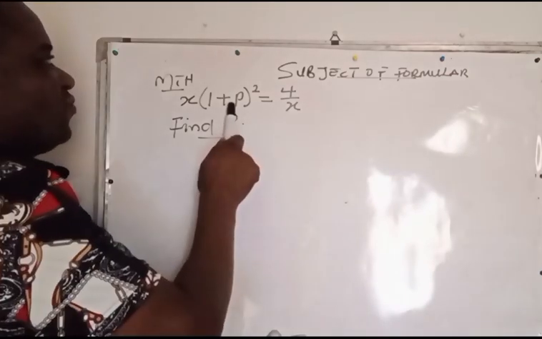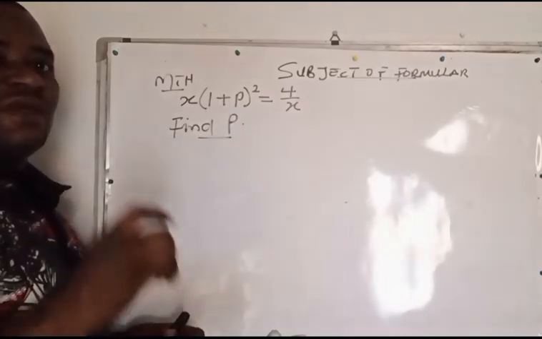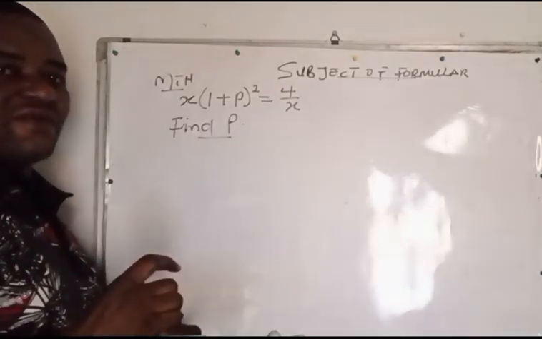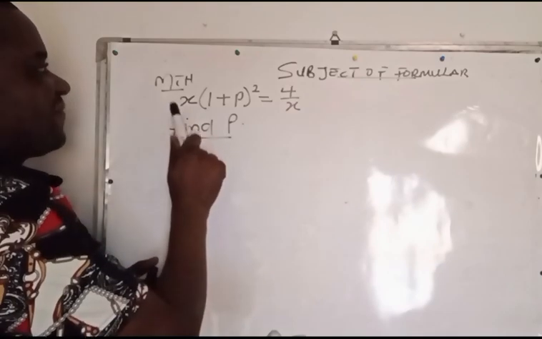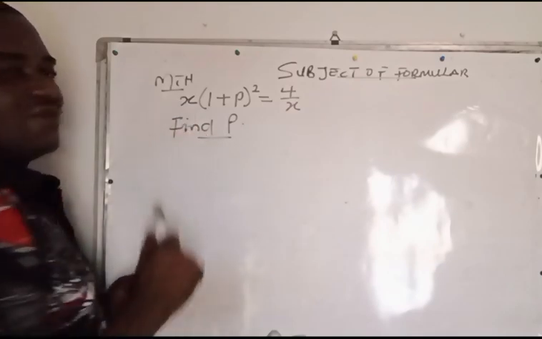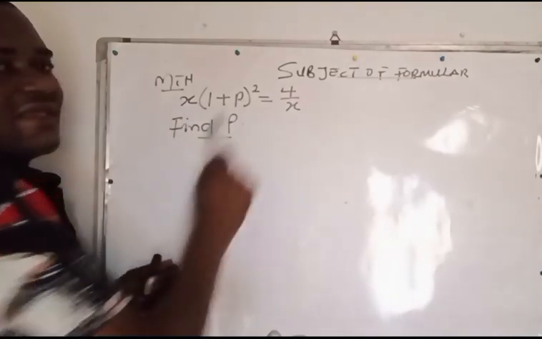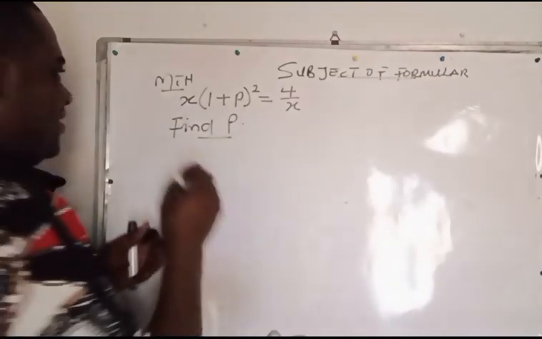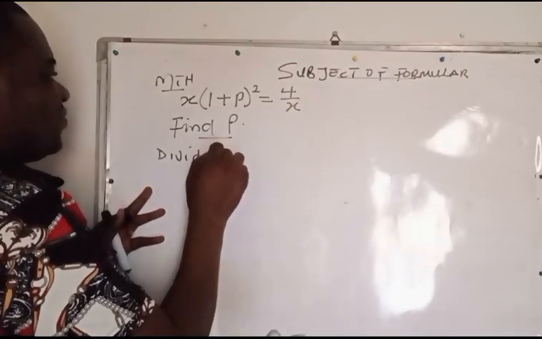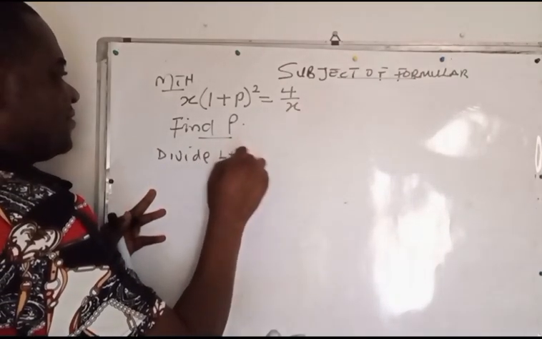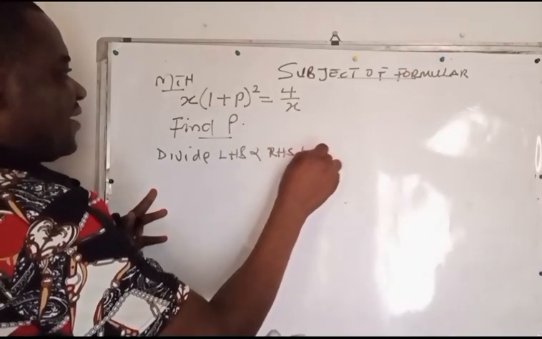Remember that you are to look for p. So whatever is around p has to be held very, very secret. So we are going to rather first remove the x that we have here by doing what? Dividing both the left hand side and the right hand side by x.